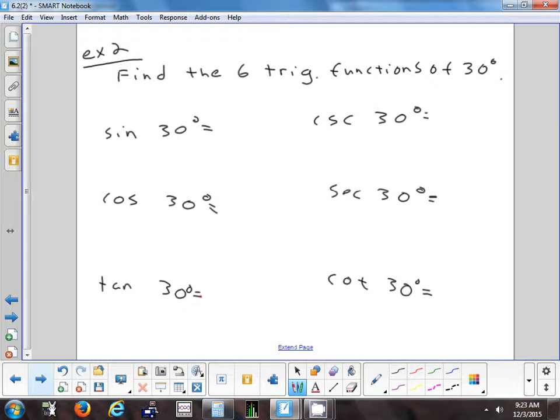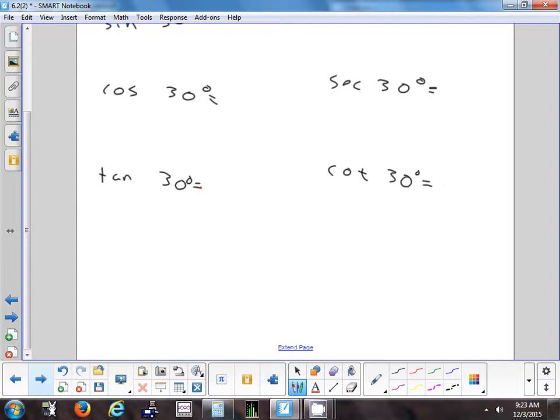Right, let's try the 6 trig functions of 30. Okay, 30 and 60 are ones that can be a little tricky because you got to remember which one is the 1/2 and which one is root 3 over 2. Okay, so if you don't remember that, make a sketch. Try to make it somewhat accurate. 30 is closer to 0.